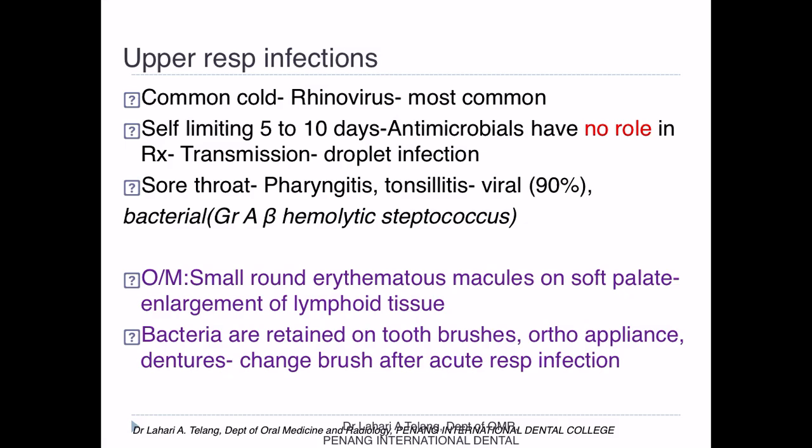As for oral manifestations of pharyngitis or tonsillitis, you could have small round erythematous macules on the soft palate and enlargement of lymphoid tissues. Because the patient's throat is sore, you could see it extend to the soft palate and the adjacent areas. Bacteria are retained on toothbrushes, orthodontic appliances and dentures, and hence oral hygiene is very, very critical during the phase when you're going through a sore throat.